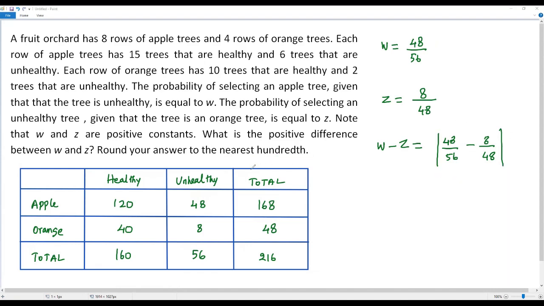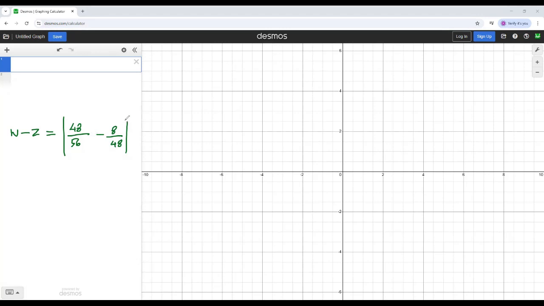Now what we can do is go to the Desmos graphing calculator and evaluate this expression. Here we have the Desmos graphing calculator. Let me give this expression as input over here. That is the absolute value of 48 divided by 56 minus 8 divided by 48. When I evaluate this expression, I am getting 0.6904 and it keeps going. Our aim is to get the value rounded to the nearest hundredth. When I round this value to the nearest hundredth, I am getting 0.69. Therefore, the positive difference between W and Z is about 0.69.